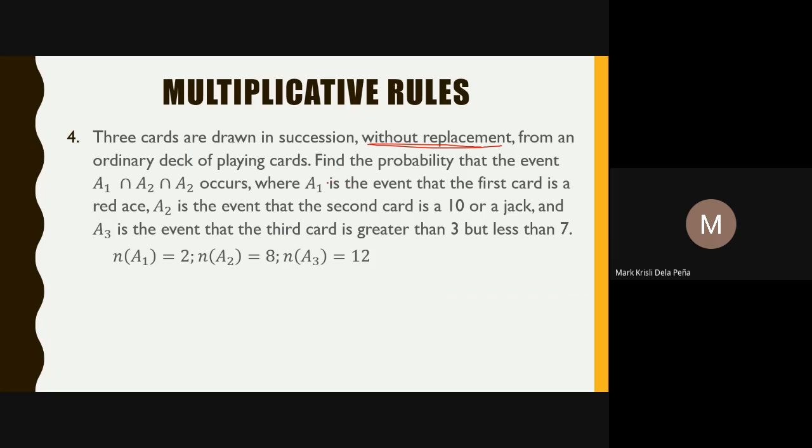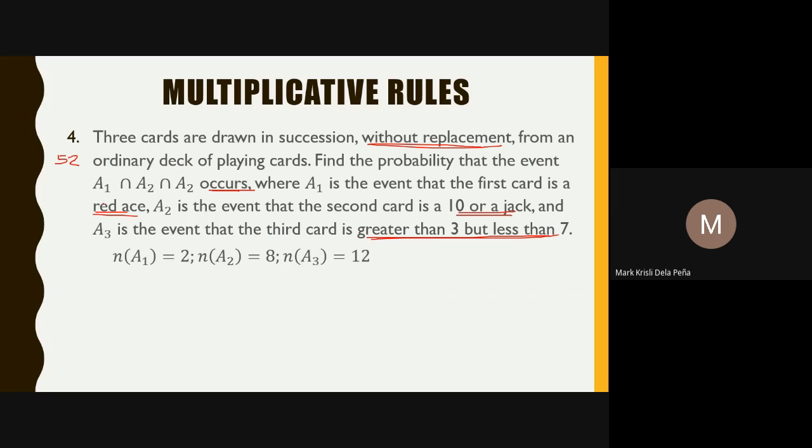Take note that in an ordinary deck of playing cards, there are 52 different cards. Then we have to find the probability that the events A sub 1, A sub 2, A sub 3 occur. We'll get the probability of the intersection of these three events. And what are these events? A sub 1 is the event that the first card is a red ace. A sub 2 is the event that the second card is 10 or jack. And A sub 3 is the event that the card is greater than 3 but less than 7.